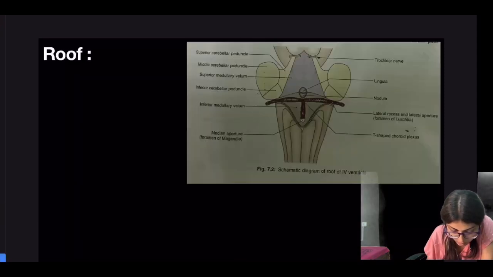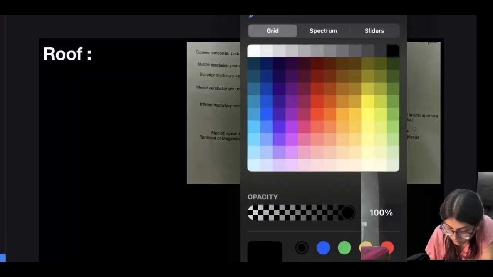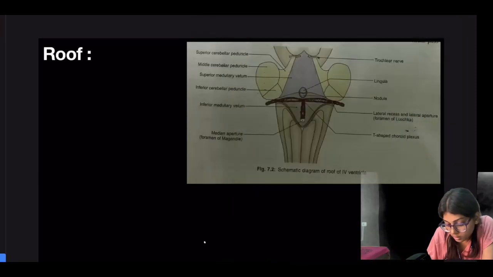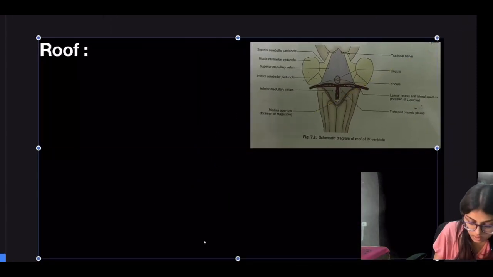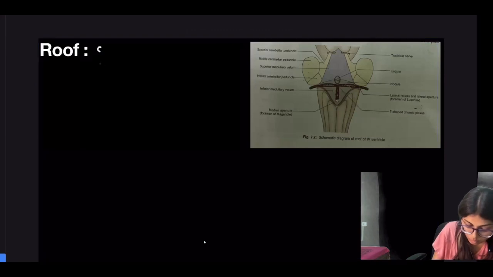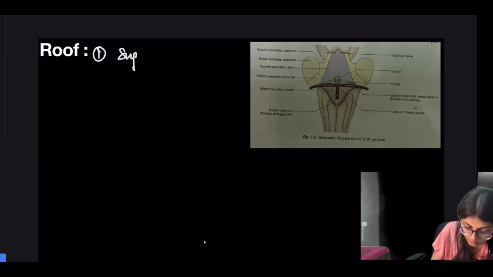Now we will discuss the roof of the fourth ventricle. So the roof has two parts. First is the superior part. Second is the inferior part.